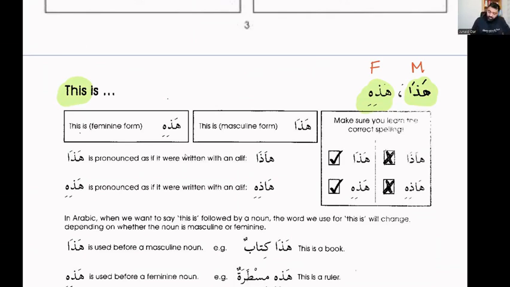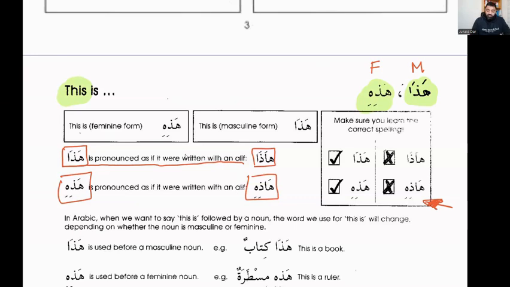Now, in this little box here, we pronounce the هذا and هذه as though there is an extension after the ha, but we don't actually write it. This is just something you have to grasp in Arabic. So hada is pronounced as if it were written with the alif. We pronounce it like this, but we write it like this. I know that's a bit weird, but that's just language. So with the ha, we elongate it: we say hada, we say hadhihi. But in writing, we don't actually write it.